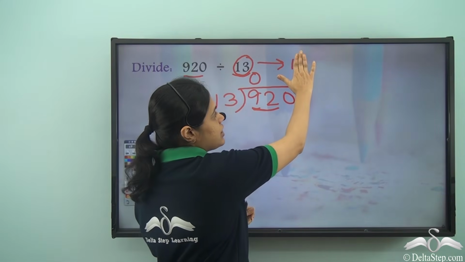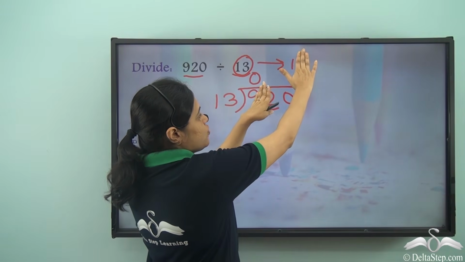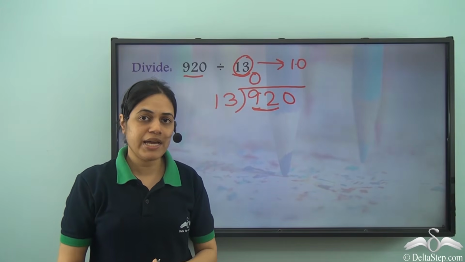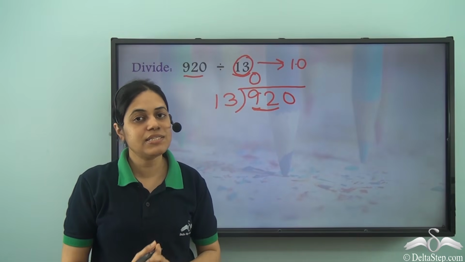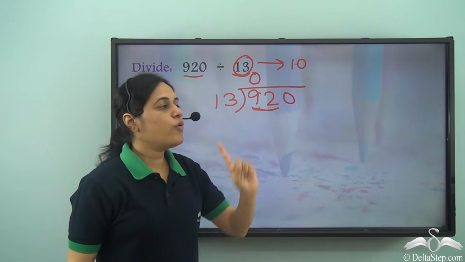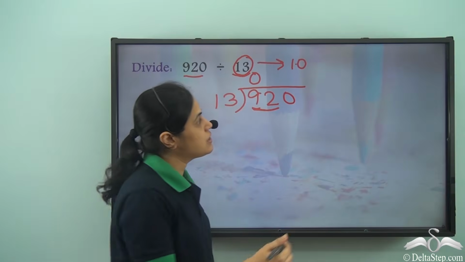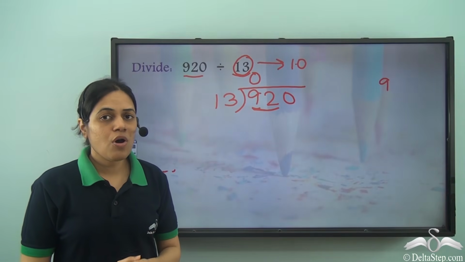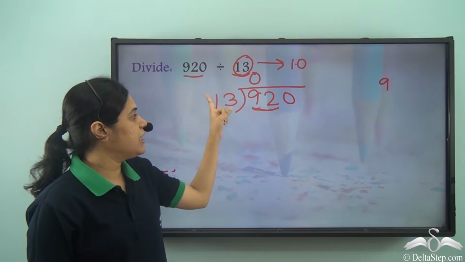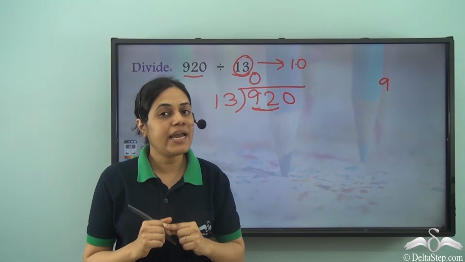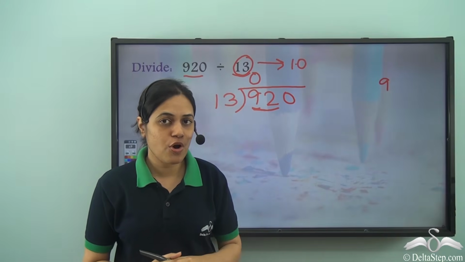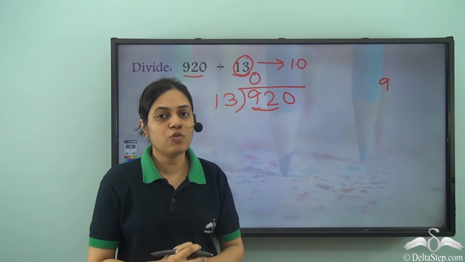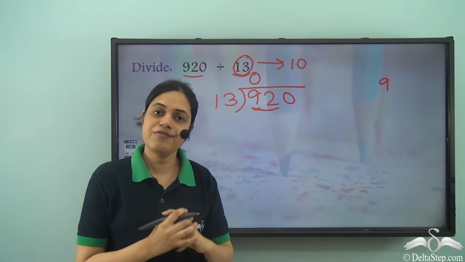So I cover the 0 of 10 and 2 of 92, and I have 1 and 9. So how many times does 1 go into 9? 9 times. So 10 will go into 92 9 times. So it is possible that 13 also goes into 92 9 times. But I'm not sure. This is just an estimate that maybe 13 goes into 92 a maximum of 9 times.